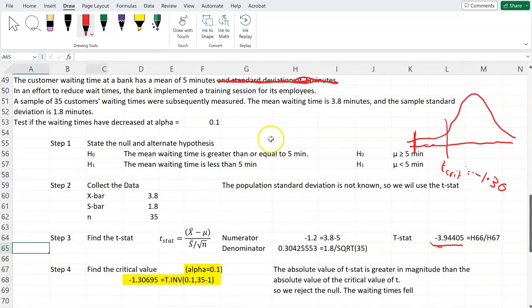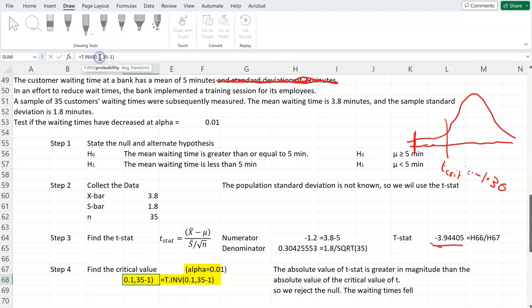Now let's say if I were to do it at 0.01, then everything else again remains the same. I need to just update my alpha to 0.01. And so this one goes to 0.01.